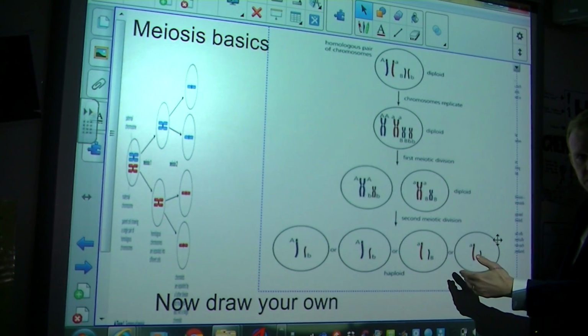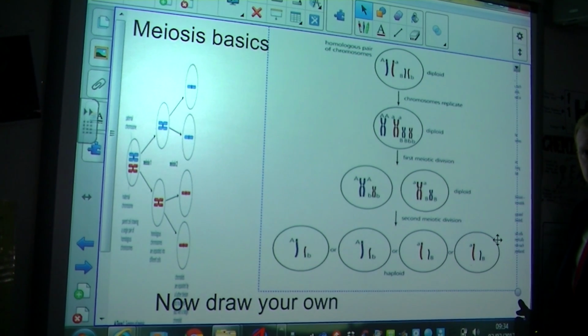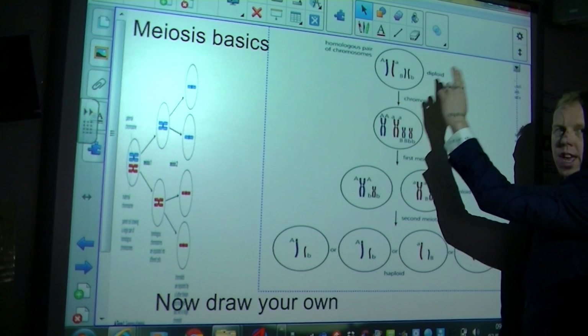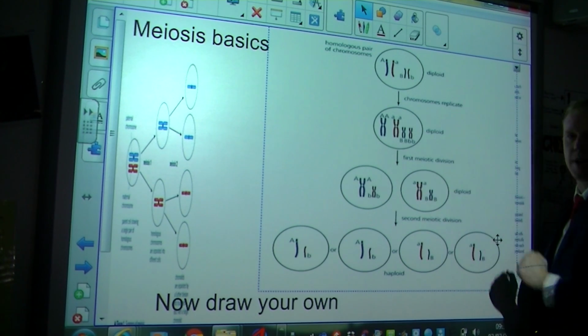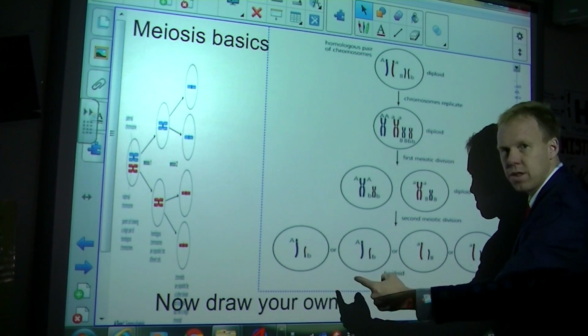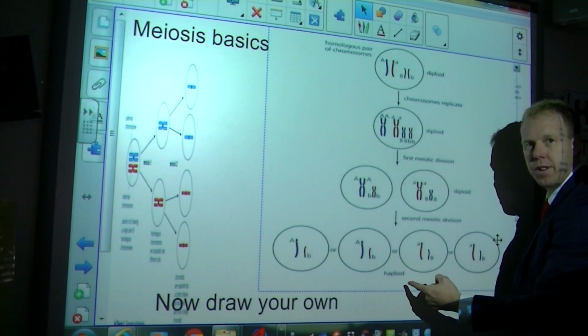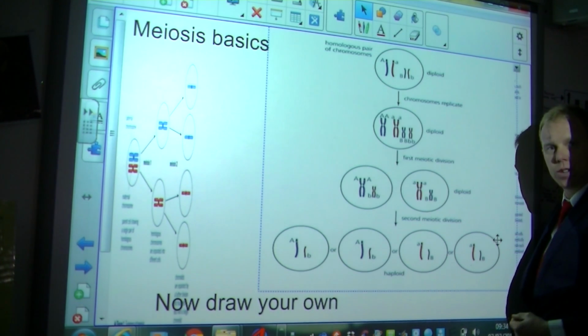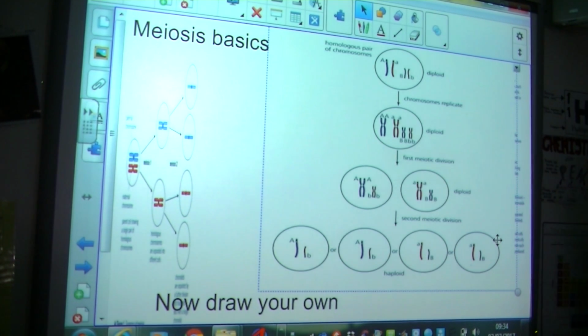2 divisions compared to 1, as in mitosis, and replication of the DNA only occurs before the first meiotic division, giving rise to daughter cells that are haploid compared to diploid. In other words, they have half the genetic information.